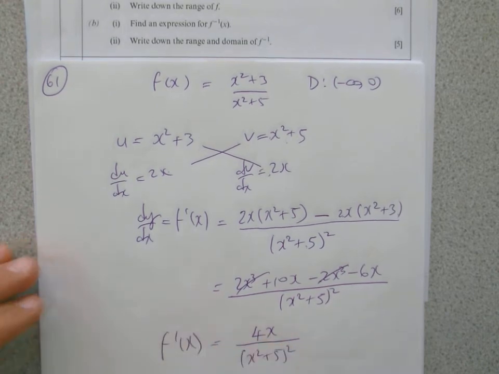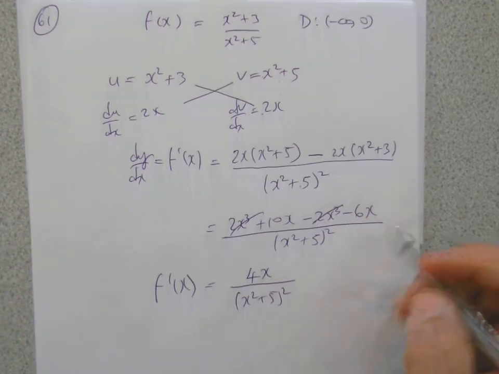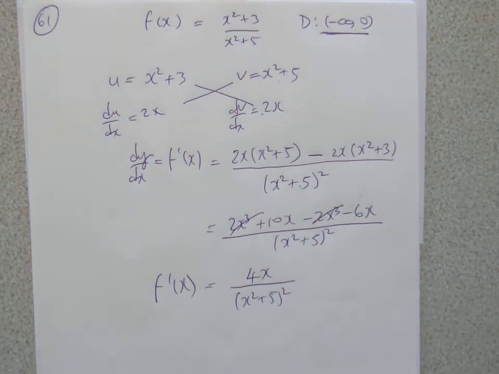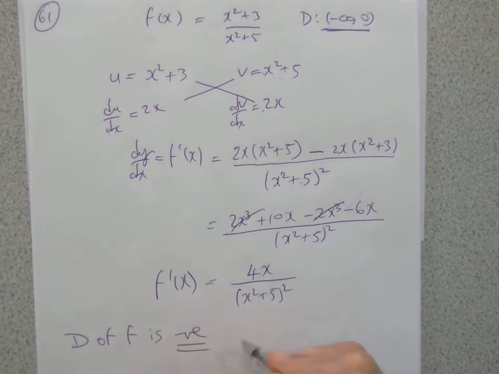And it says show that it's always negative. Well, how are we going to do that? It all boils down to the domain of f. And look at that, the domain of f is negative. In other words, x values are negative. So the x values in this function are always negative x values we're interested in.